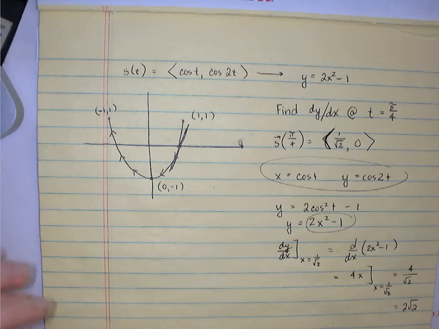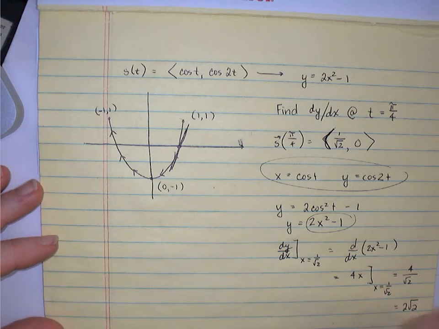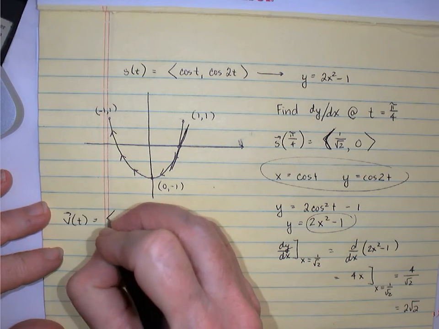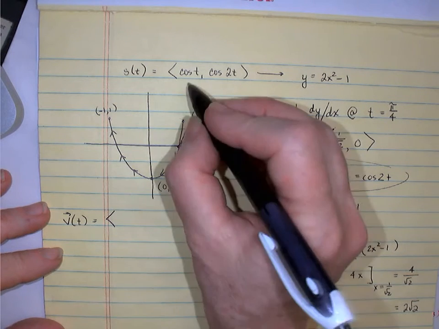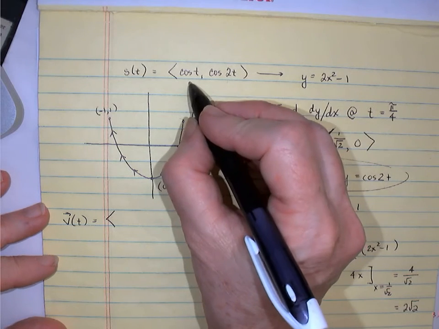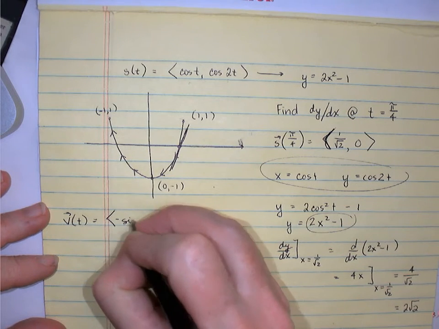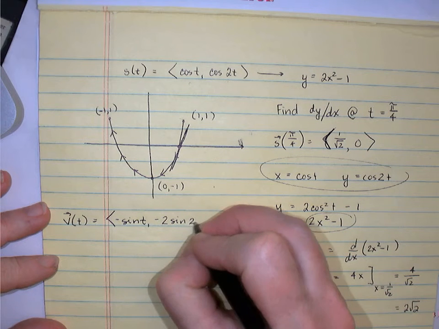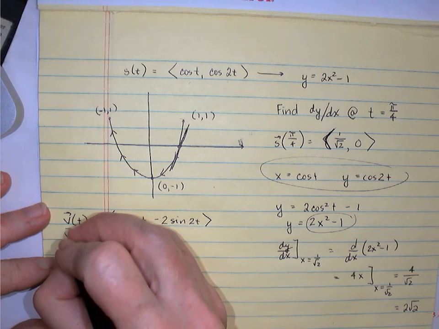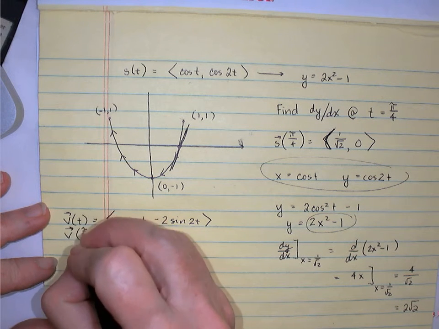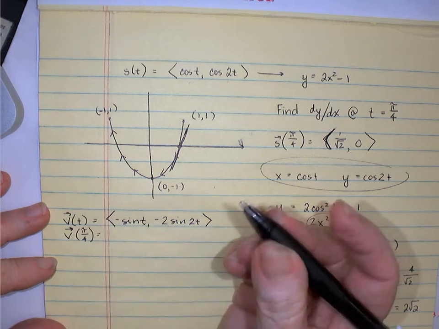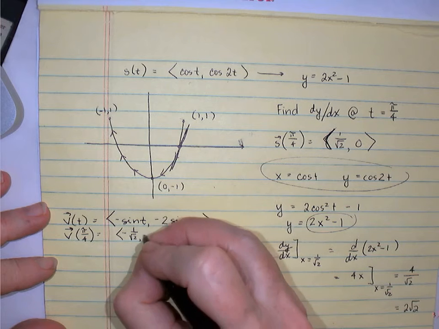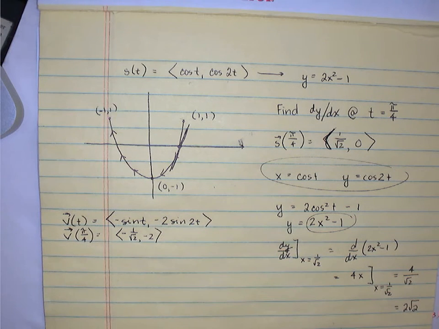Another way to look at it is that we had found the velocity vector. The velocity vector is just the derivative of the x component and the y component, so that becomes negative sine of t, negative 2 sine of 2t. And we look for the velocity vector at pi over 4. What we came up with was negative 1 over root 2 and negative 2. And the question is, what's going on with that?